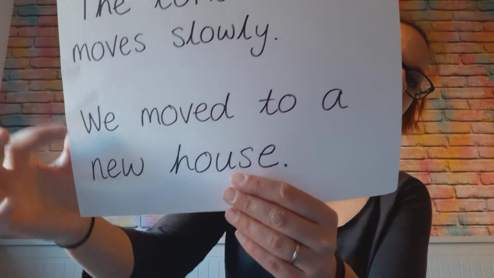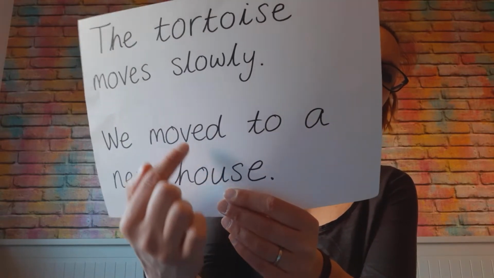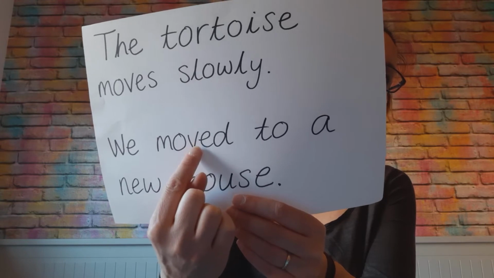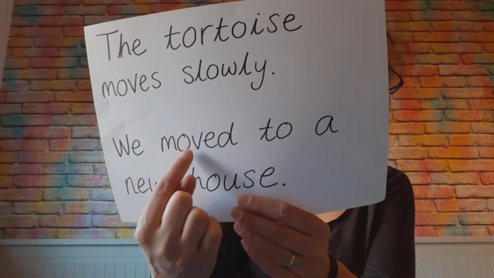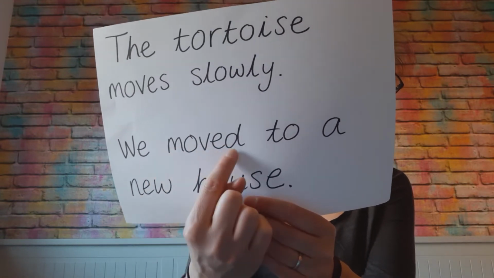So we have the word moved, and here's my sentence: we moved to a new house. We don't have the double E. We've got move, and we add that D. Because move ends in an E, we've just got that D there. We haven't got two E's. We haven't got move-ED. We've just got moved.